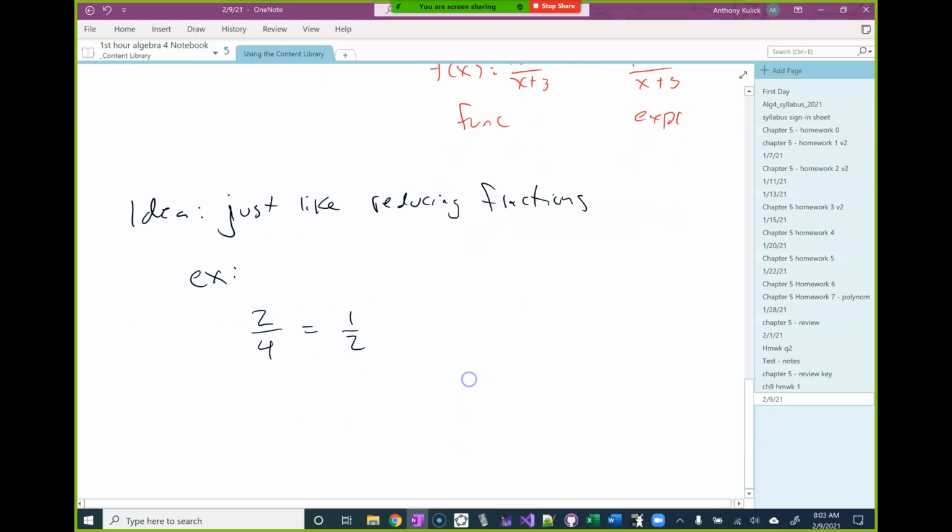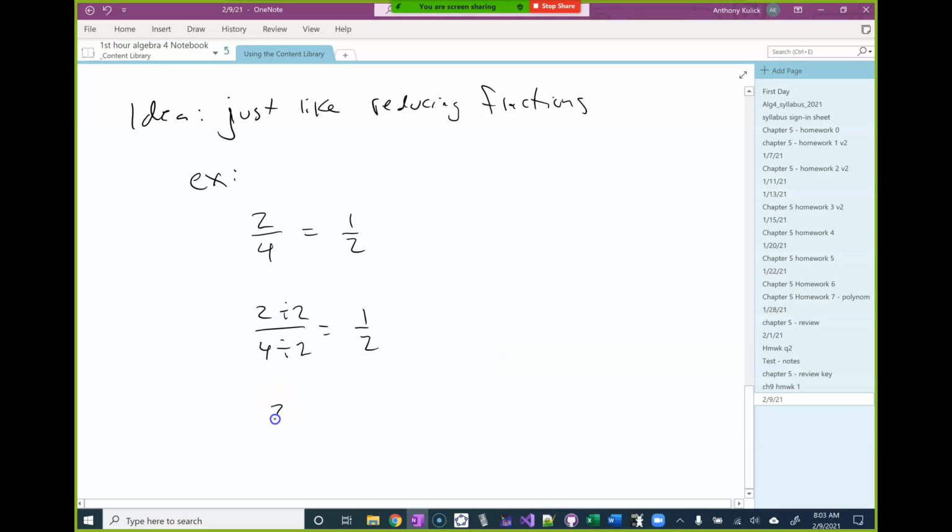One way of thinking about it is you can think about dividing the numerator and denominator by 2, since 2 divides both 2 and 4. Now, if we start thinking about this as a rational expression, what we're going to have to do is start dividing polynomials by things. Is polynomial division an easy process? Not really, right?